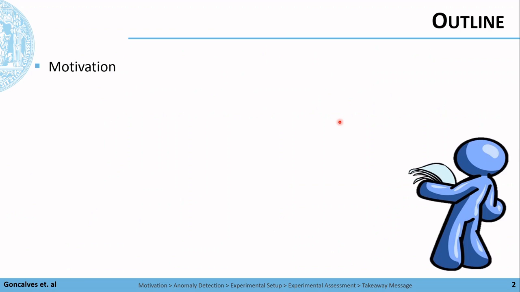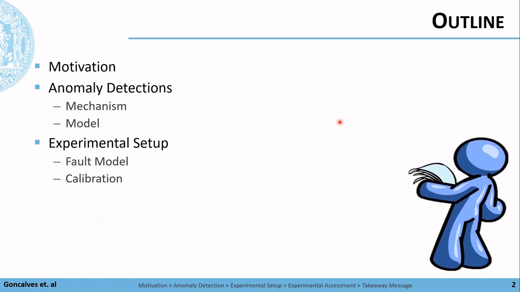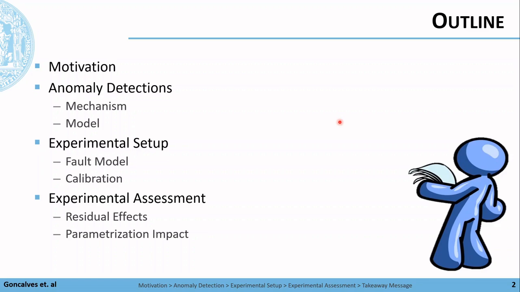useful. This talk is divided into 5 parts: the motivation, the introduction of our anomaly detection mechanism and model, followed by the explanation about our experimental setup, experimental campaign and assessment, and the takeaway messages where we conclude this presentation.